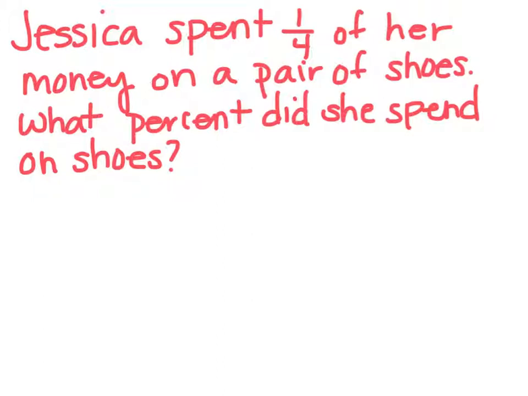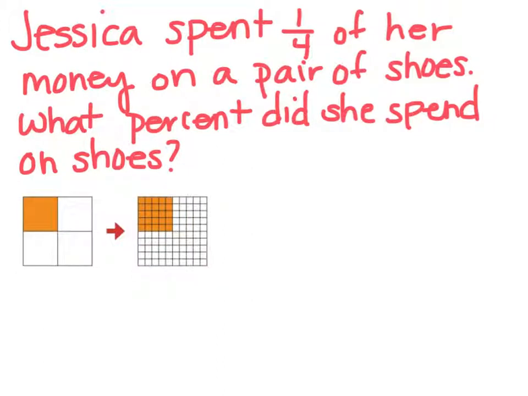Here's method 1. In method 1, we're going to express 1/4 as a percent by converting it to an equivalent fraction with a denominator of 100. So we can visualize that by beginning with a square divided into 4 equal parts, and here's our 1/4. We're going to divide that same square into 100 equal parts. And to do that, we're going to insert 25 blocks into each 1/4 section.